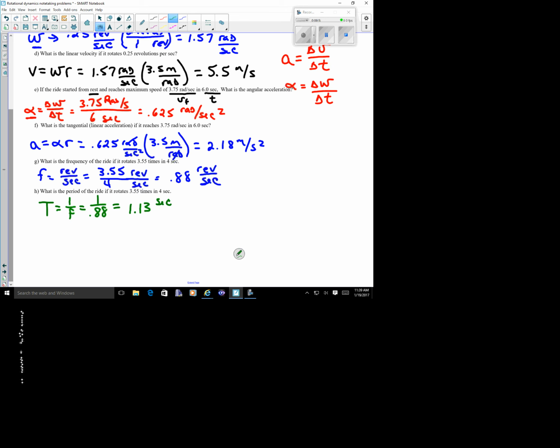Now, if you remember, I said simply the flip-flop of this, so the inverse of this. So I could take this part right here, this 3.55 divided by 4, and simply turn it upside down, I'll get the same answer. Because 4 divided by 3.55 gives me the same answer of 1.13. And 4 was seconds, 3.55 was revolutions, so our period is now 1.13 seconds per revolution.